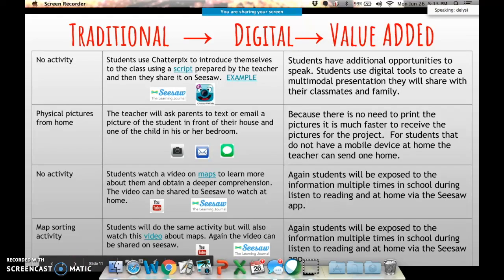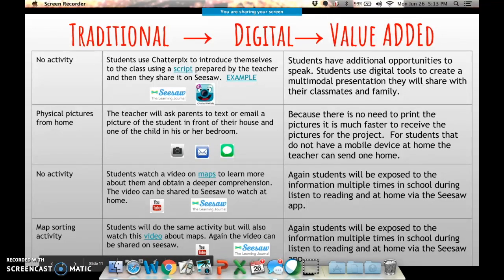Another activity is physical pictures from home. The teacher will ask parents to text or email a picture of the student in front of their house and one of the child in his or her room. Because there is no need to print the picture, it is much faster to receive the pictures for the project. For those students who may not have a mobile device at home, the teacher will arrange to send one home.